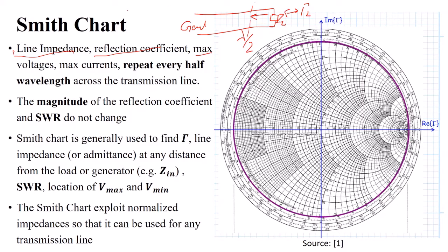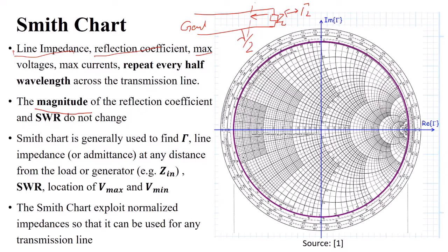We will focus on the lossless line. In the lossless line, as you move along the line, the magnitude remains constant while the phase may change. At lambda by 2, the phase will become the same. So we have seen that after every half wavelength, all these parameters will repeat. Next, the magnitude of the reflection coefficient and SWR do not change because this is a lossless line, and SWR depends only on the magnitude. As the magnitude remains constant throughout the transmission line, the SWR will also be constant.